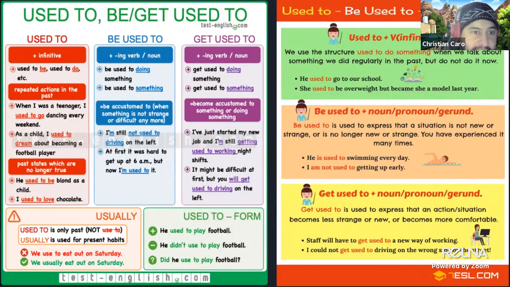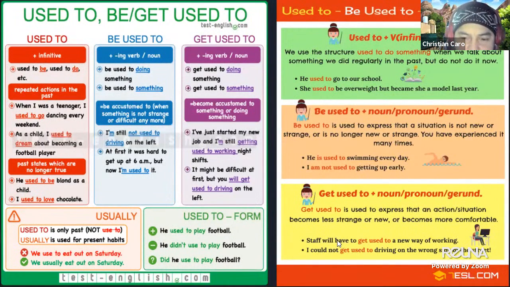It's because of the difference between be and get. You know, be es un estado que ya está en cierto modo completado, but get es para describir un proceso. Cuando yo me convierto en algo, me vuelvo algo, right? O una situación cambia, pero está en el proceso. For example, staff will have to get used to a new way of working. Or I could not get used to driving on the wrong side of the street.